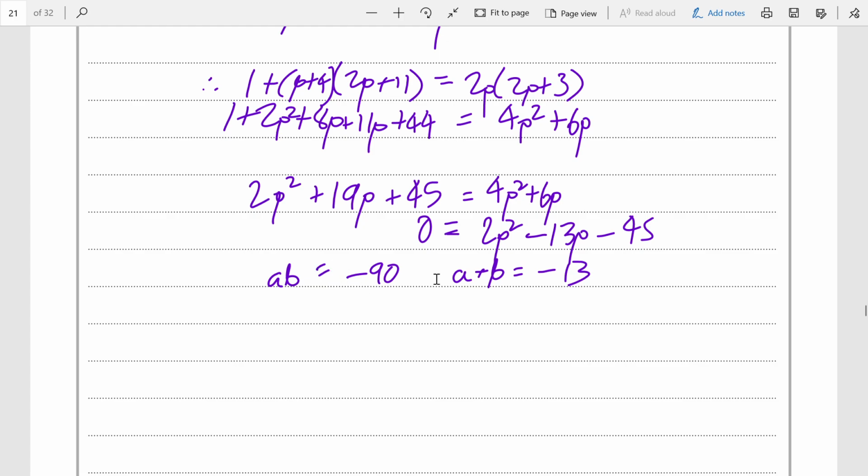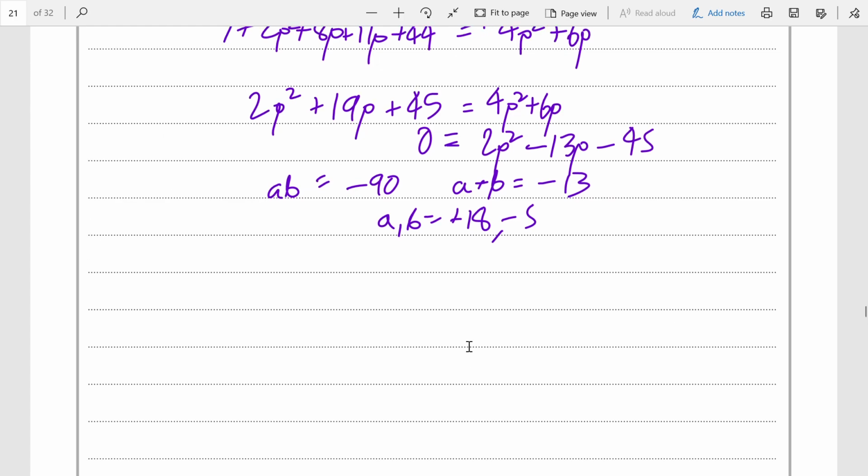And after sort of thinking about the factors of 90, I got onto 18 and 5. It's going to be positive 18 and minus 5 are the factors that we want here. And so if we split this negative 13 up into, or rather negative 18 and a positive 5, we'll get 2p squared minus 18p plus 5p minus 45 is equal to 0.